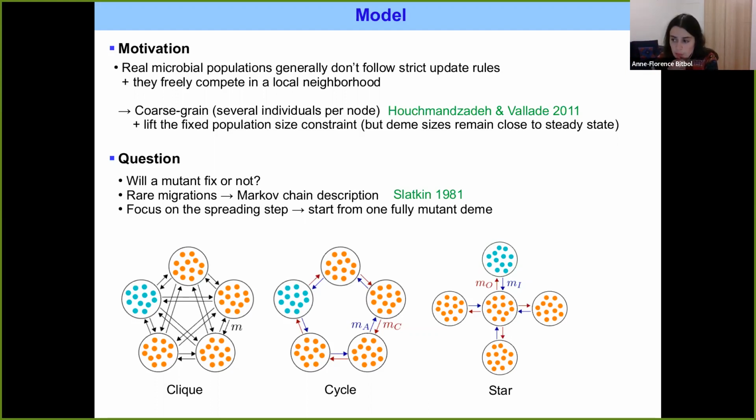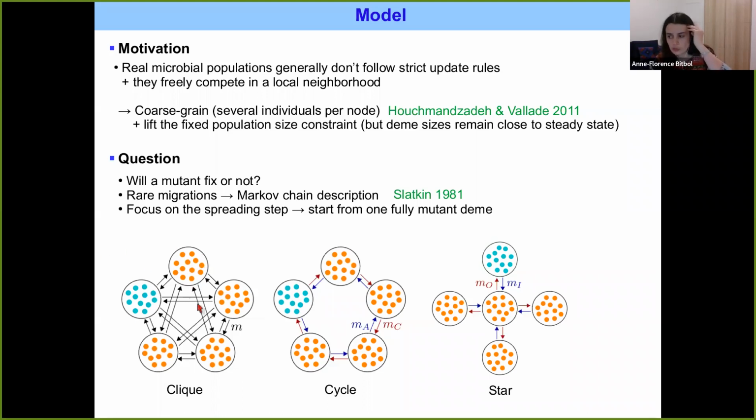And we also make another hypothesis, which is that we assume that migrations are rare. In particular, we assume that the time between two migration events between two nodes of our graph is going to be longer than the time it takes for a mutant to take over within one of the subpopulations. This means that at each time, we can consider that the population has fixed within each of the demes and that we have just one type at each node. So examples are given below.